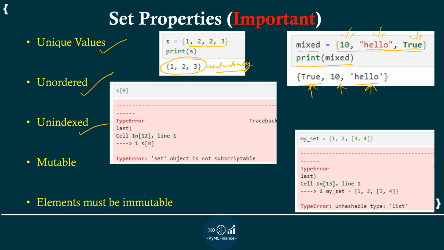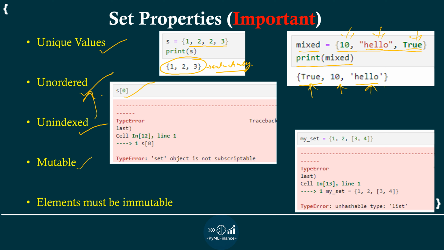Now sets are unindexed. You cannot use indexing like s of 0, similar to what you do for a list or tuple. Sets do not support indexing or slicing because they do not maintain any order. Now sets are mutable. You can add or remove items from the set. We will see some examples of this as we progress in the video.